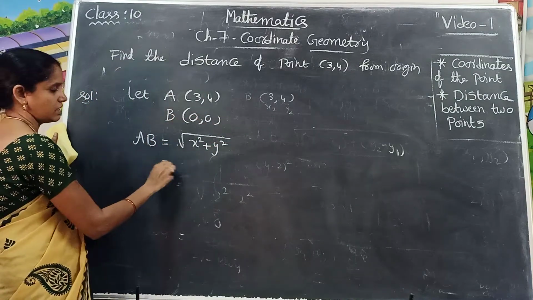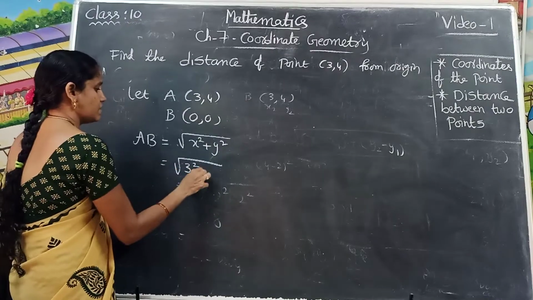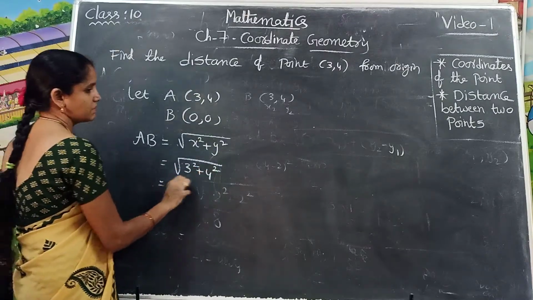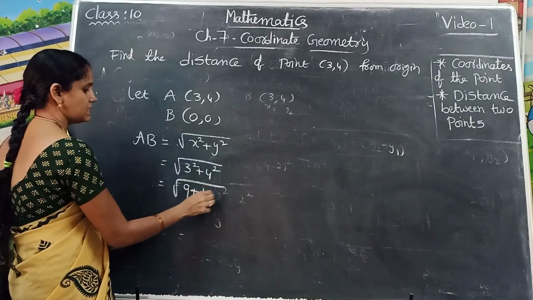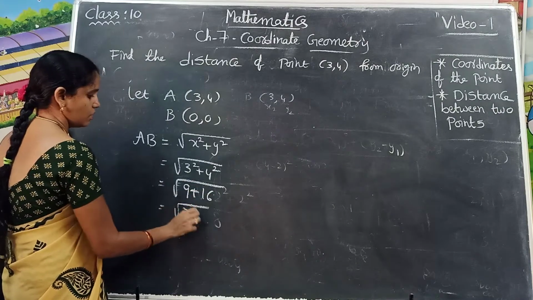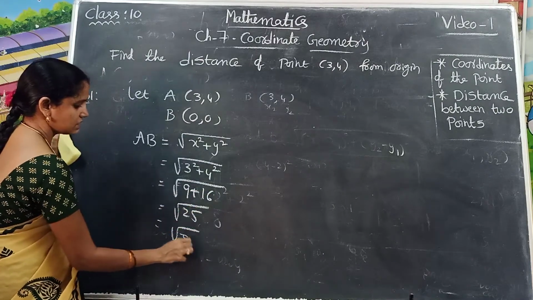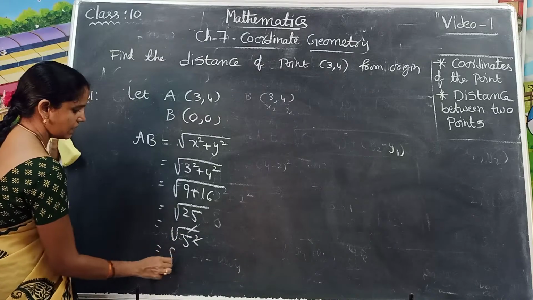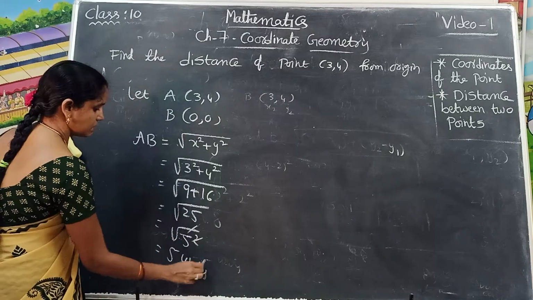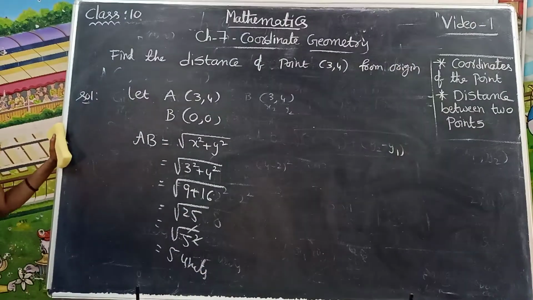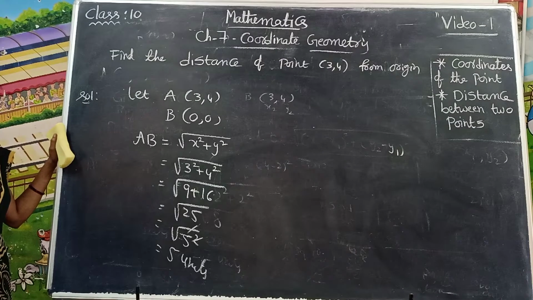Here zeros are there. 3 square plus 4 square. 3 square is how much? 9 plus 16, root 25. Root 25 means 5 square. Square and root will be cancelled. So the distance between the points A and B is 5 units. Okay. So this is about distance. How to find the distance of a point from the origin.